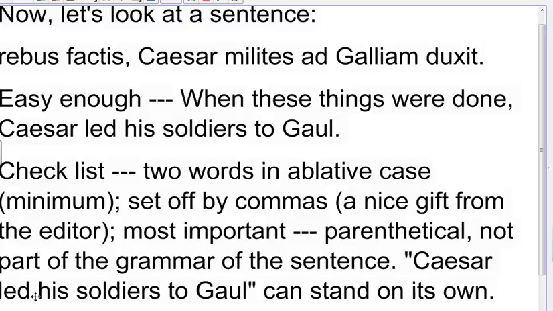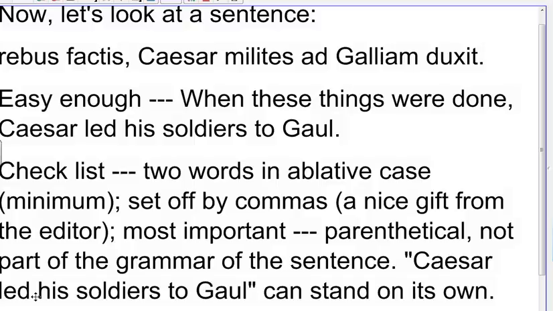Now we have a checklist. One, two words in the ablative case. Indeed, we have rebus, ablative plural of res, rei. We have factis, ablative plural of facio in the perfect passive participle. Secondly, we have the comma, well, one comma in this case. And lastly, and very important, although we haven't discussed it much, it characterizes the whole theory of the ablative absolute, which is parenthetical, background information.